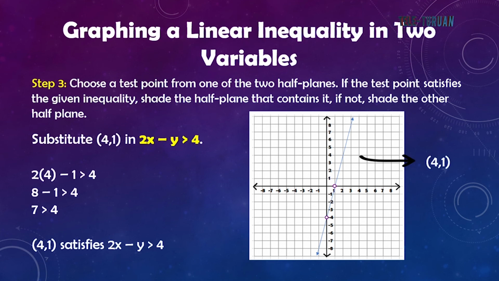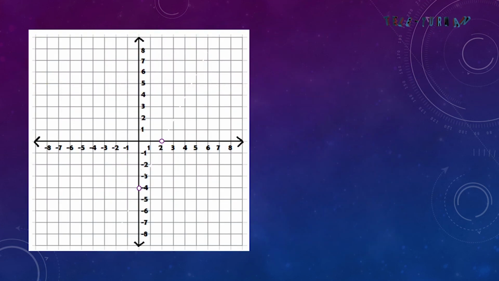Substitute the value of x by 4 and y by 1 in the inequality 2x minus y is greater than 4. So 2 times 4 minus 1 is greater than 4. 8 minus 1 is greater than 4, and 8 minus 1 is 7. 7 is greater than 4. This means (4, 1) satisfies 2x minus y is greater than 4. Since the test point (4, 1) satisfies the inequality, we will shade the half plane containing the point (4, 1).